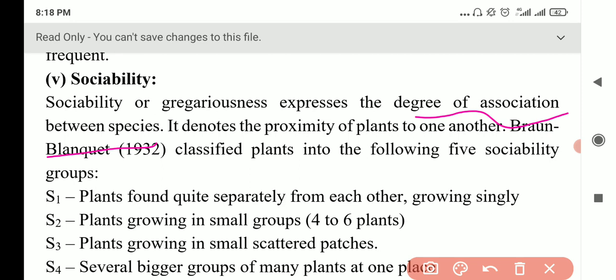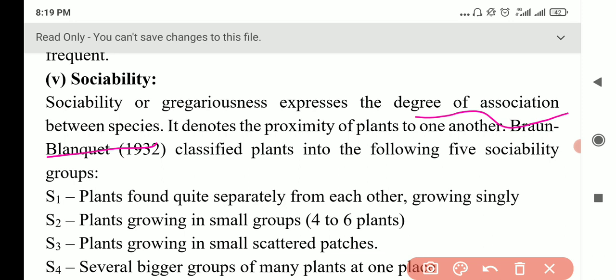How close they are to each other and how they benefit from each other. Like humans, we are social animals, no? In class, suppose one of you misses the class, then your friend who you are close with, you'll ask for the notes, and another friend you will ask to explain, something like that. Even plants are social. They require help from each other.